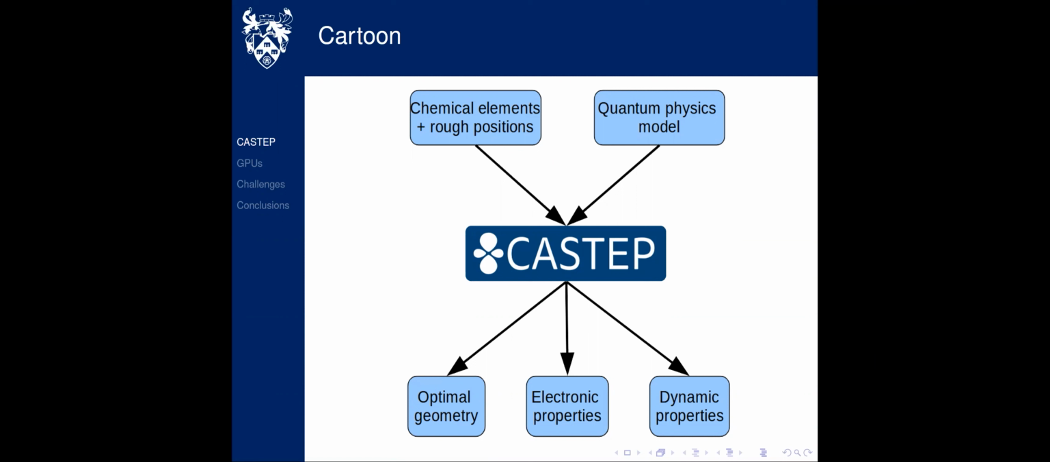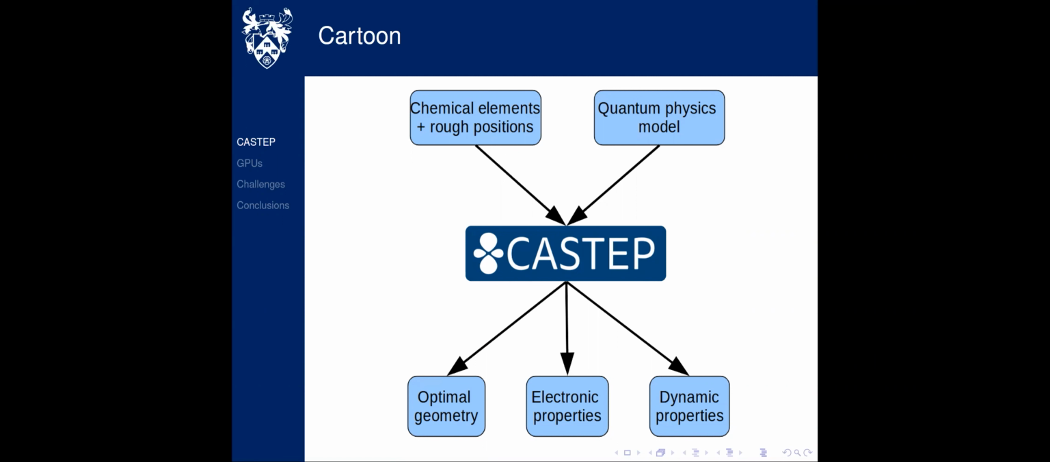Now, this is a cartoon, and in some ways it's an aspiration. This is how we'd like CASTEP to work. We would like the scientists to just be able to ask the question of what this material is like, and not have to care about, for example, what computer they're running on.